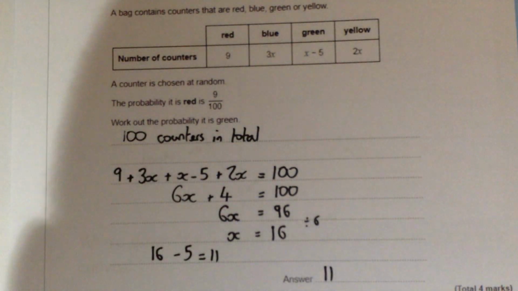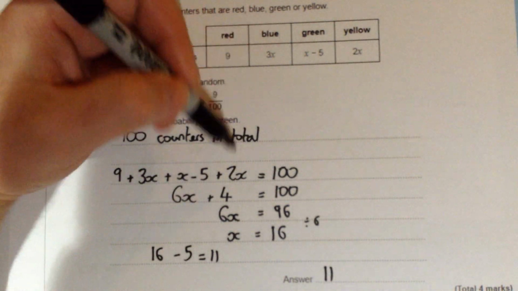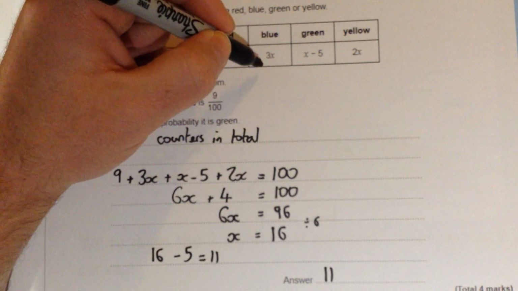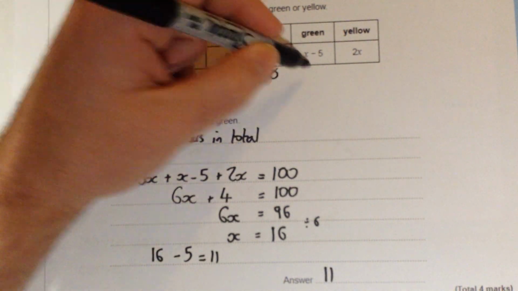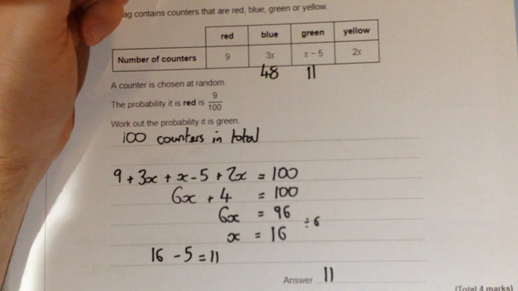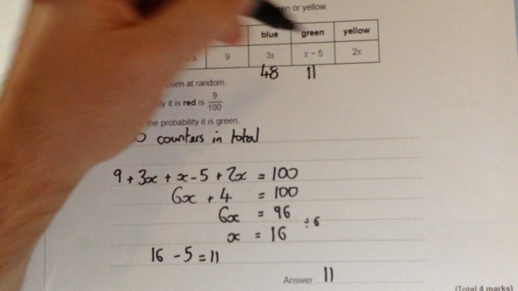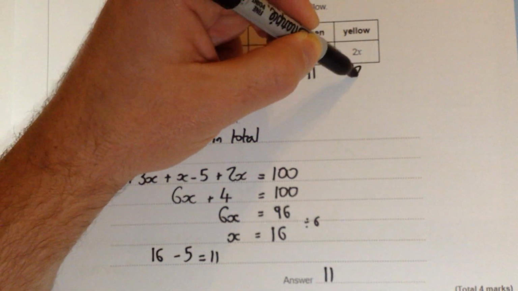Just in case you asked for the other ones, 3x would mean we had to do 3 times 16, so 48. 11 we've found. And 2x, so that'd be 2 times 16, 32.